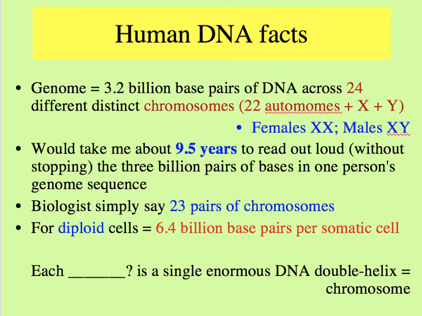With reference to human DNA, the human genome has been calculated to be approximately 3.2 billion base pairs in length, and this is dispersed over 24 distinct chromosomes. Many authors point out that it would take nearly 10 years for someone speaking at a normal speed to read out the 3.2 billion base pairs of DNA.